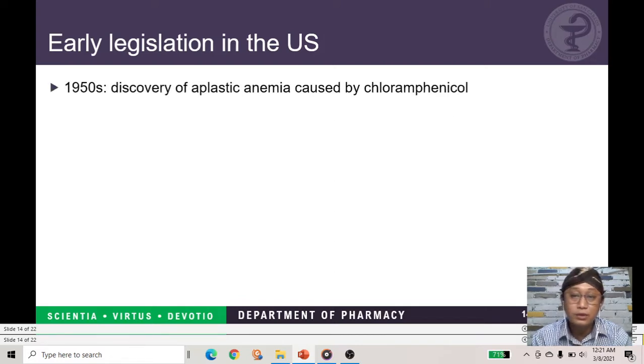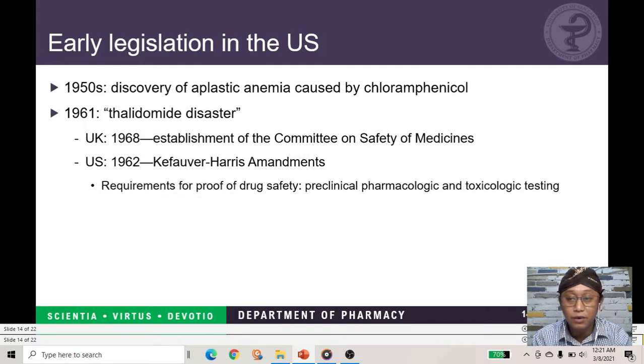And in the 1950s, there was a discovery of aplastic anemia because of chloramphenicol, and in 1961, I think you already heard about this, there was a drug crisis. It is called the Thalidomide Disaster. Thalidomide is a drug for morning sickness, so it was intended to be used by pregnant women, and it was very popular. Fortunately, in the US, they did not approve this thalidomide, but in Europe and other parts of the world, many pregnant women took thalidomide, and because of this, many babies were born with what we call phocomelia.